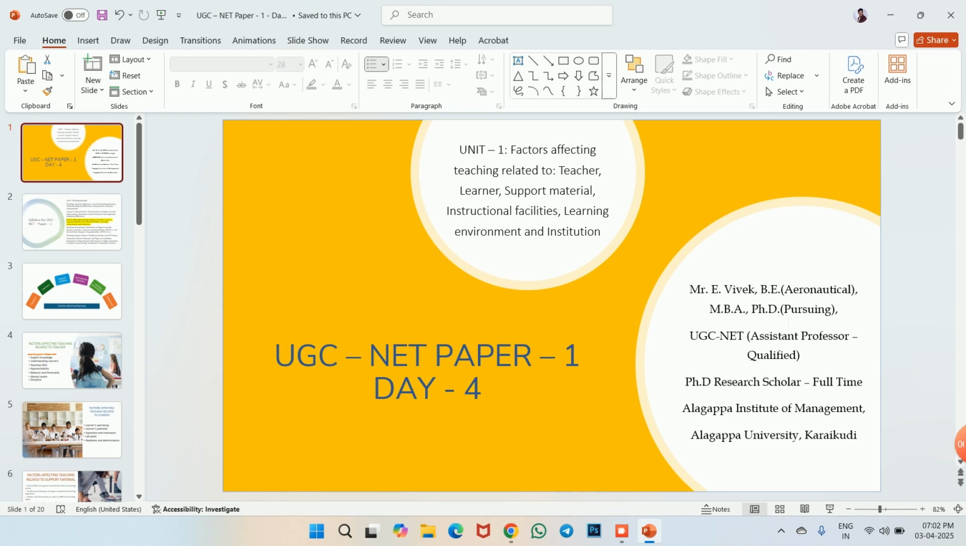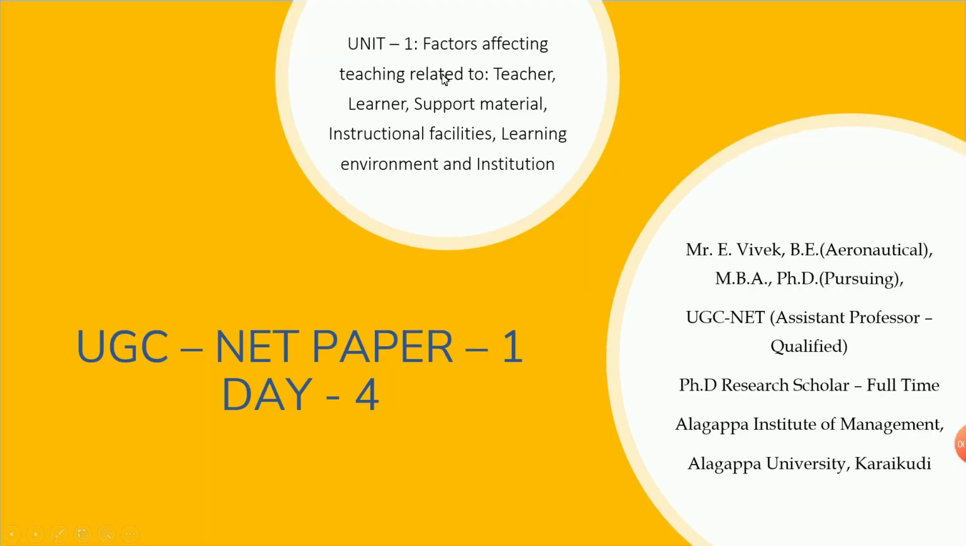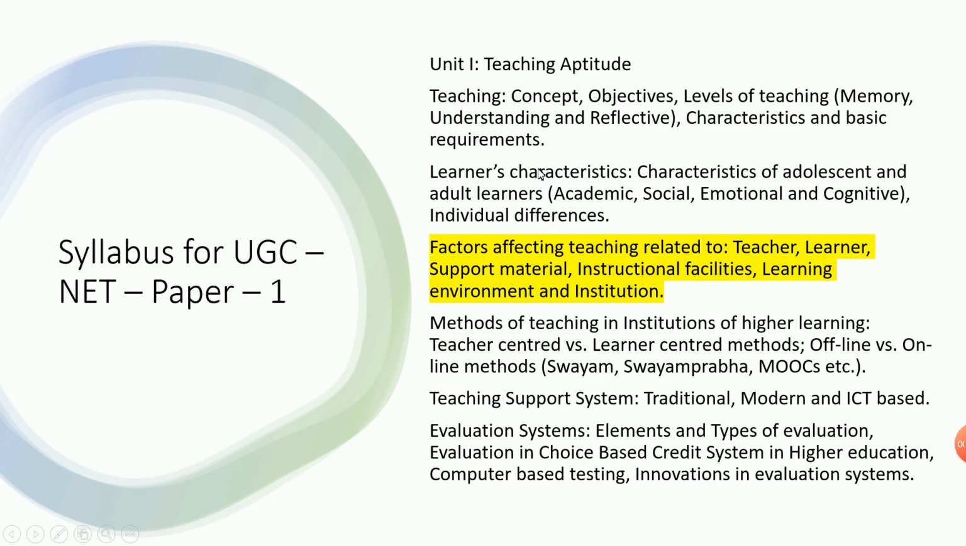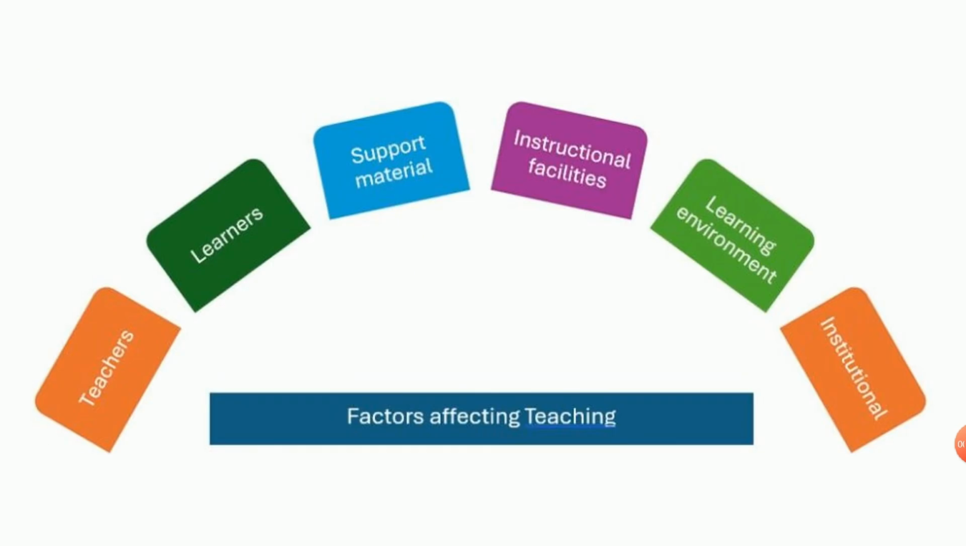Class topic பார்த்தீங்கன்னா, factors affecting teaching. They have separated each thing as factors affecting related to teacher, related to learner, related to support material, related to instruction facilities, then learning environment, and then institution. So here are the main things. We will be seeing all the factors separately in the upcoming slides. So first, moving on to the teachers.